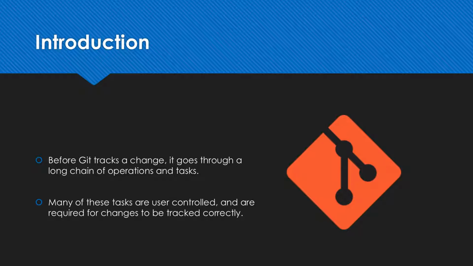So before Git tracks the change, before you commit the change to your source control, it goes through a long chain of operations and tasks. So it does a lot of things, and you need to do a lot of things before you manage to get that snapshot in time in your source control. Like I said here, many of these tasks are user controlled. You need to do them, and you need to manually input them in order for Git to work properly.